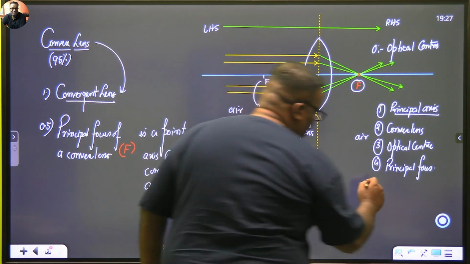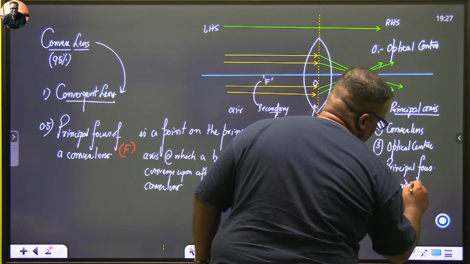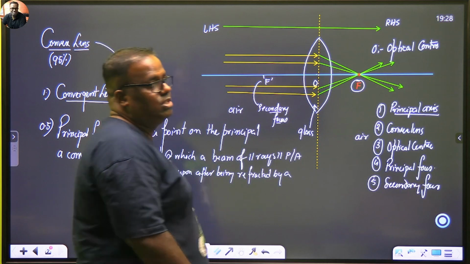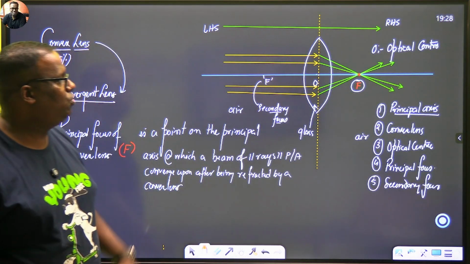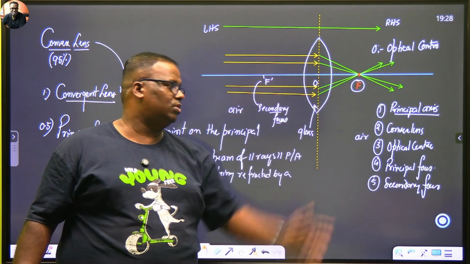Do you also understand what is secondary focus? Well, every lens will have two focus. One, the primary, which is known as the principal focus, the focus that you obtain as per following the rules of optics. And obviously, there would be a focus on the other side also.